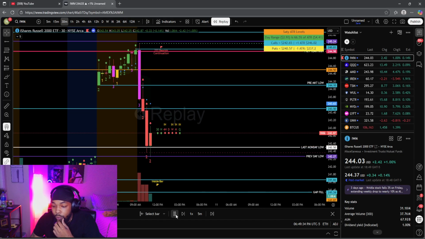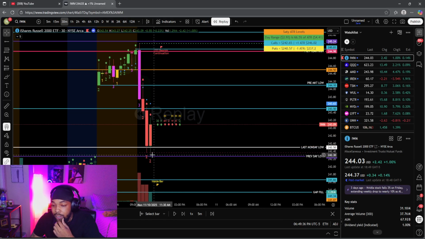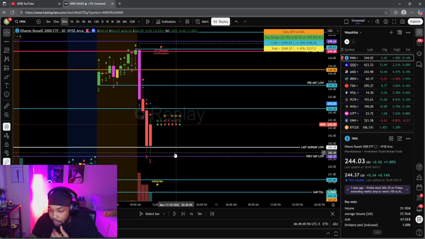Cool. We push here. On this candle, I was in as well. We pushed down here, but we failed to break lower, and price started rejecting up. So I closed my trade around the 242.36 level. That's where I closed my trade.